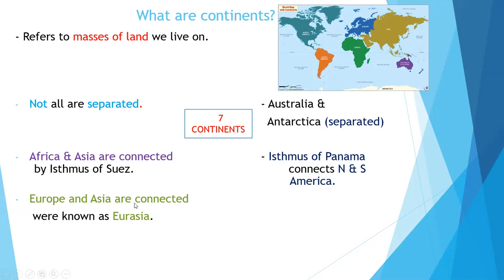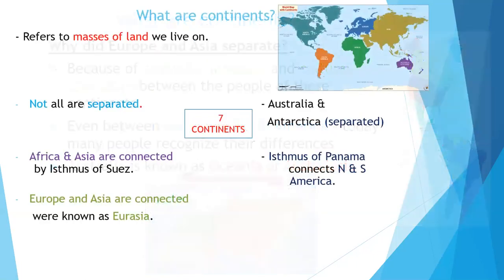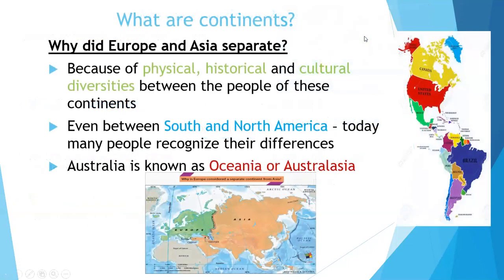Then Europe and Asia are connected, and before they were separated, they were also known as Eurasia, but we'll discuss a few points about that in a moment. In fact, we'll discuss it now. Why did Europe and Asia separate? Because if you look back at the previous slide, you'll see that they are very much connected. But why did they separate?